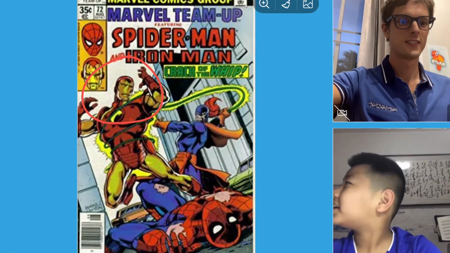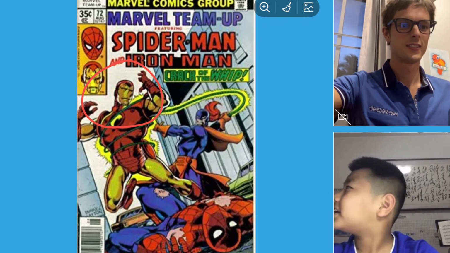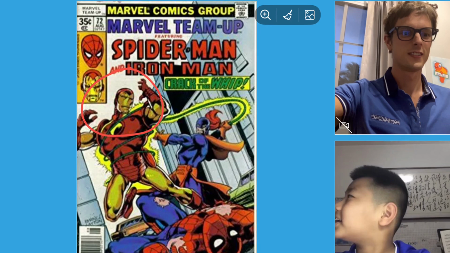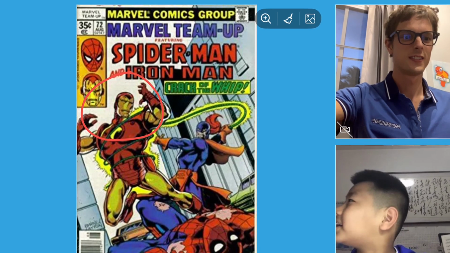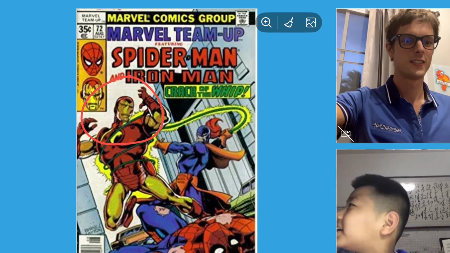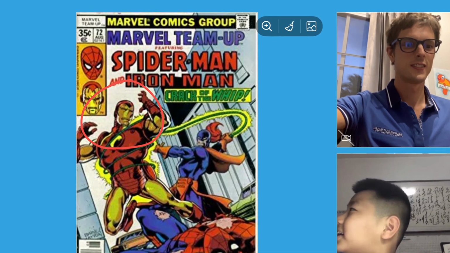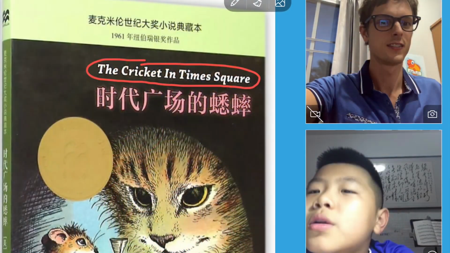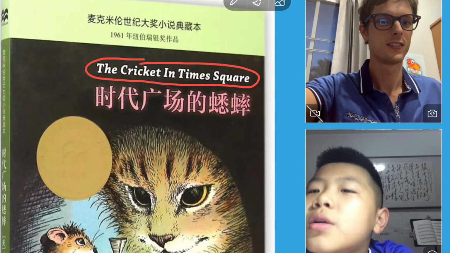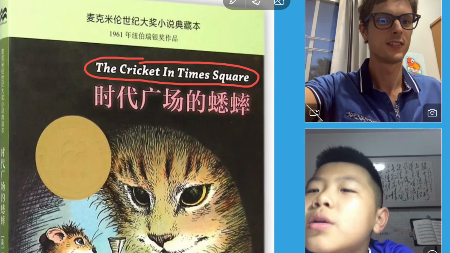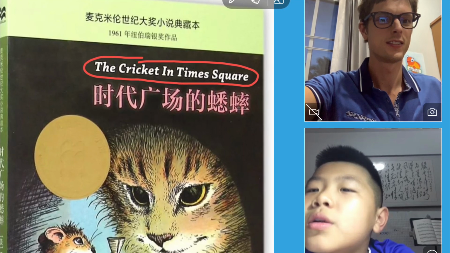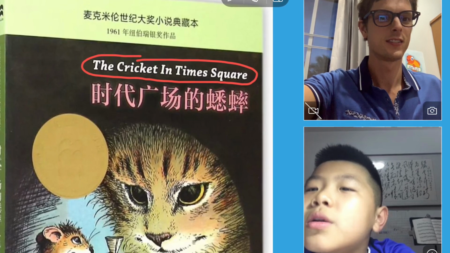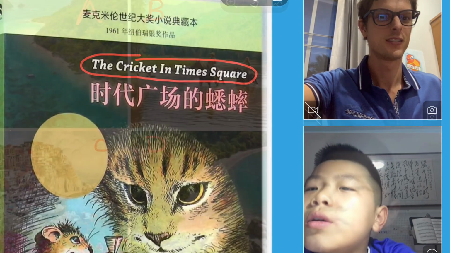So about halfway into the lesson, after asking him different questions and getting the student engaged, I showed him a picture of a comic book. A lot of boys and even sometimes girls really enjoy Spider-Man and Iron Man. What a great way to bring conversation. In the next picture right here, you can see the cricket in Times Square. It's actually a very popular book right now from many Chinese students for summer reading. It's a great way to open the conversation and to keep it flowing.